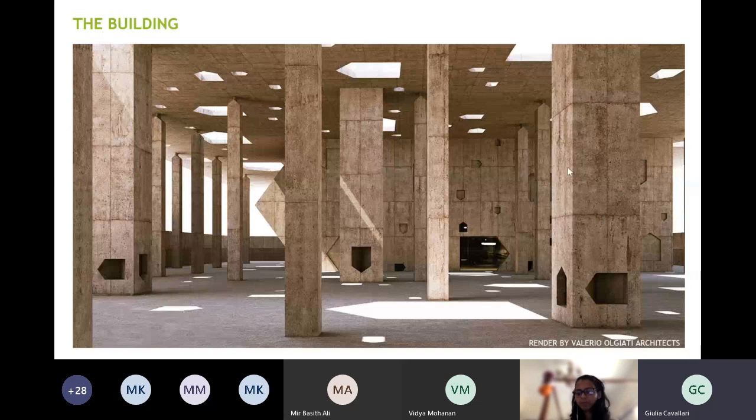The building shown in this render, done by architect Valerio Olgiati, is an open space in fair-faced concrete and has strong geometric shapes. Each element that you see, floor, columns, walls, and roof, serves a structural function, and the architectural finishes are reduced to the very minimum.